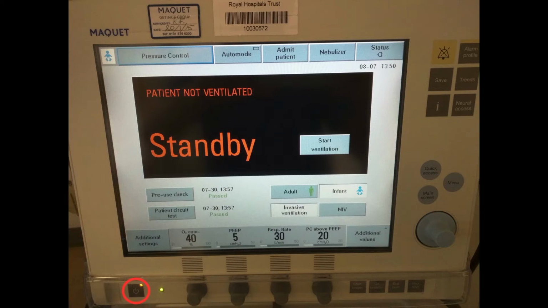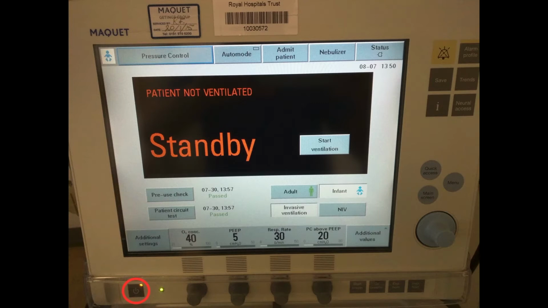Importantly as well, if you want to switch between invasive ventilation and non-invasive ventilation at any stage, you will also need to put the ventilator into standby. And this is something we quite often do. We're extubating a patient who's currently on invasive ventilation, and then we want to put them onto non-invasive ventilation immediately after extubation. So you can't make a switch where there's no interruption in the ventilation.